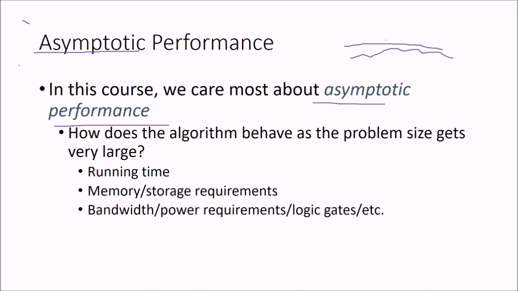So that is why you need to be well aware of what exactly this asymptotic performance is, and how the algorithm behaves as the problem size gets very large. We are not worried about 10 inputs, 20 inputs, or 100 or 1000 inputs. We are talking about huge inputs.